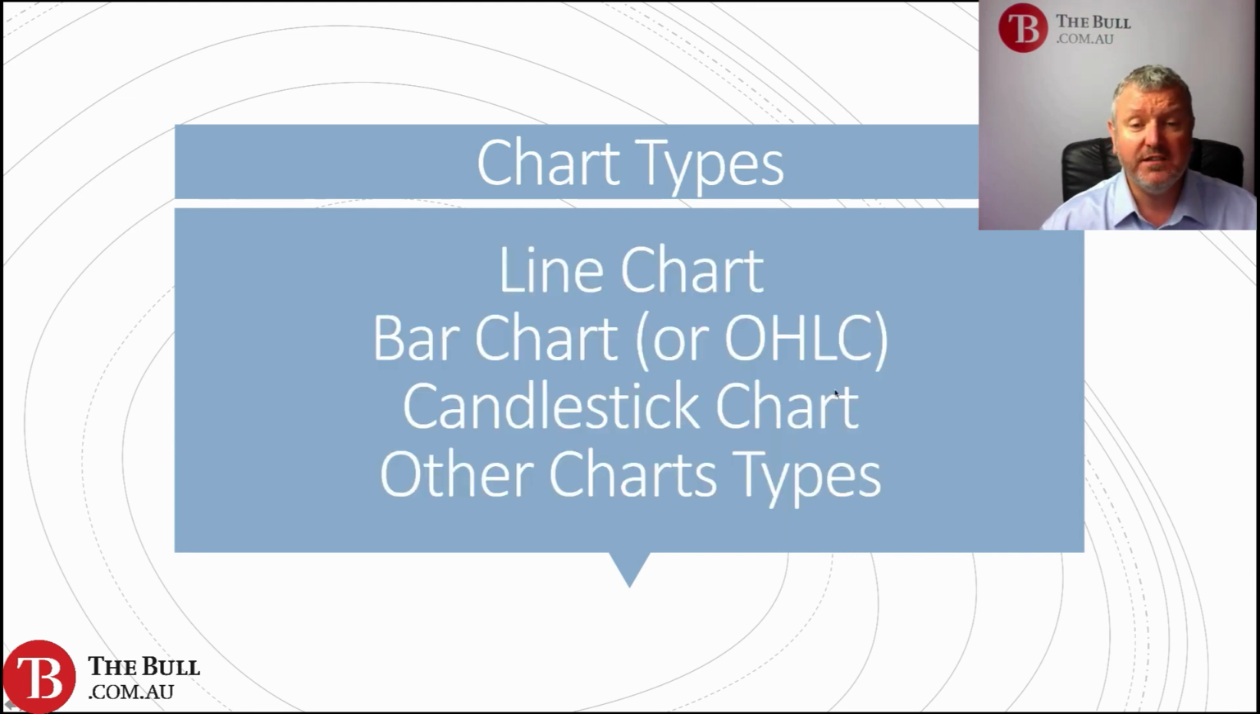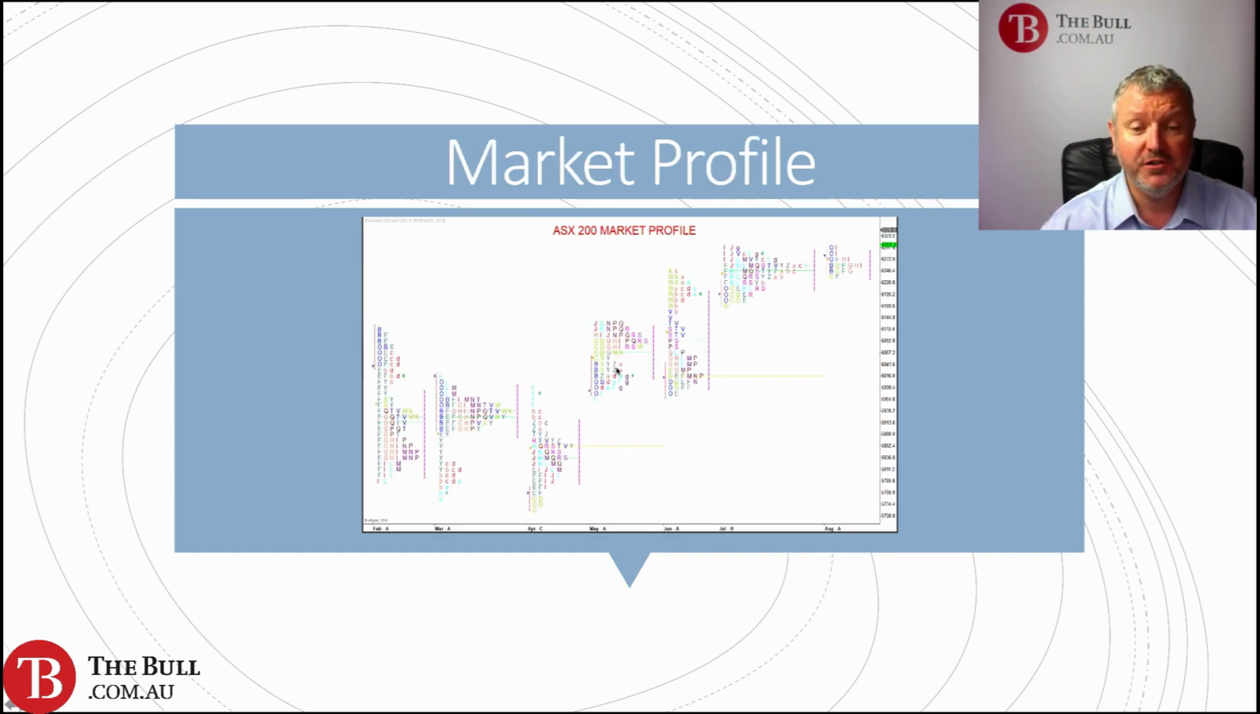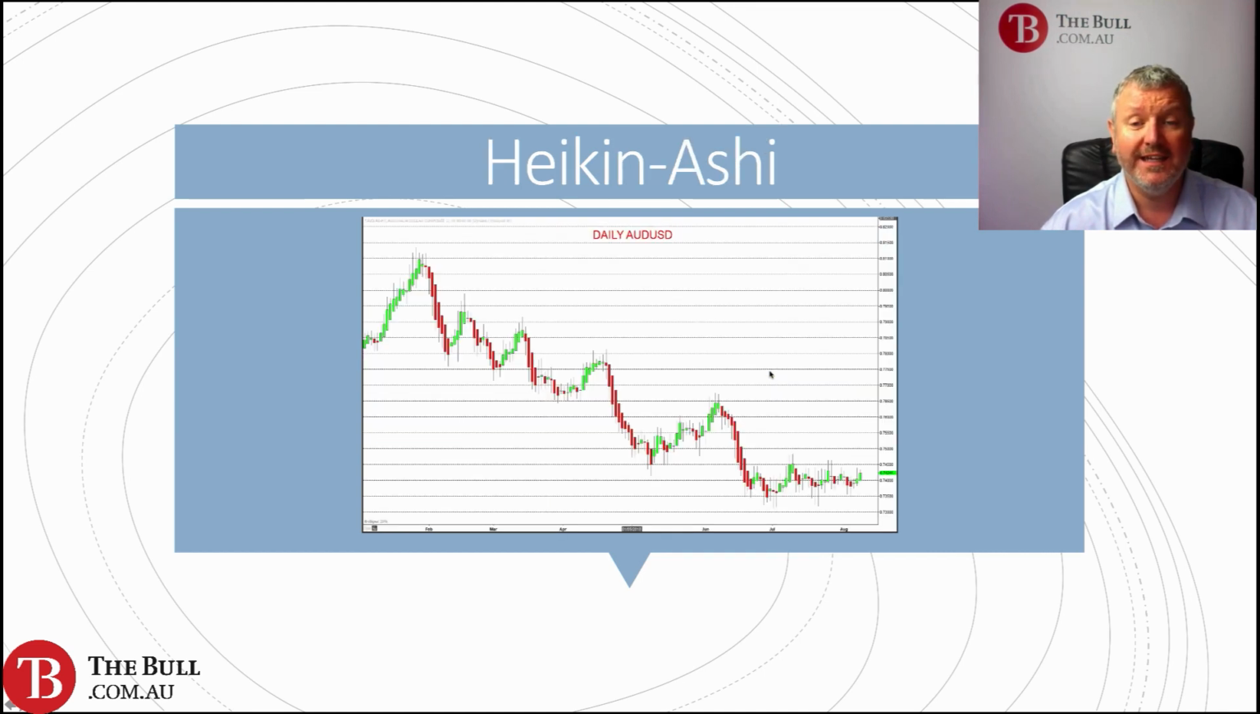There are some other chart types. We're not going to go into detail on those because they're a little bit more complex, but we'll take a quick look and just mention them. We have a point and figure chart, which looks like this. We have a market profile chart, which looks like this with a series of letters. And we have a Heikin-Ashi chart, which looks like this, similar to the candlestick chart but different in the way it's formulated. There are other charts as well, but what you often see are line charts, bar charts, and candlestick charts.